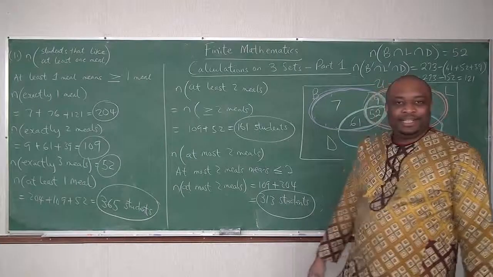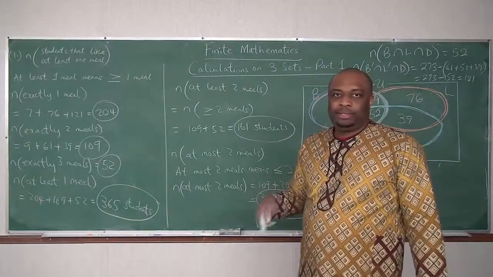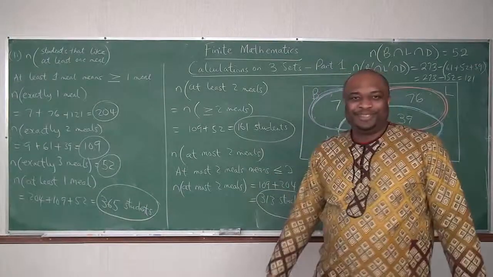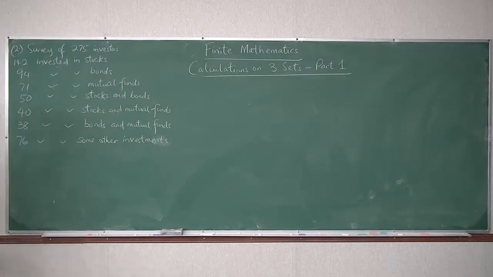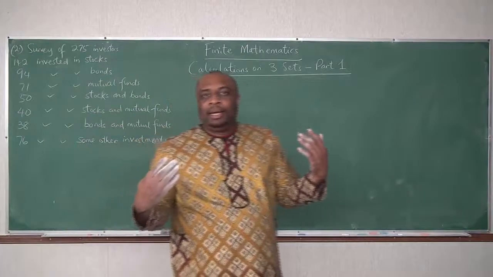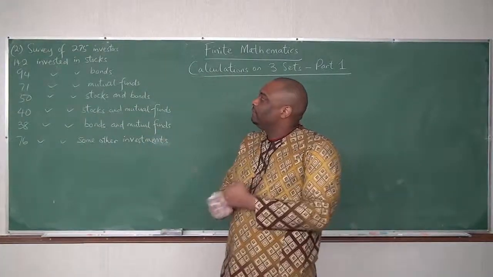Do you understand? Alright, let's do question 2 and then we shall stop this video and you watch out for part 2. Question 2, this is a survey of 275 investors. So in this question they gave us the number of investors, the universal set, which is 275.